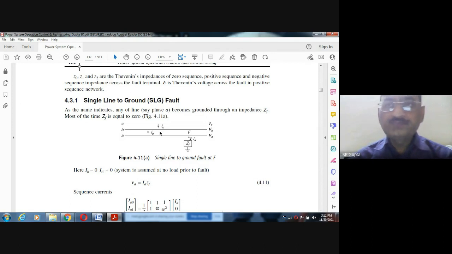You remember this equation? Where ZKK0 is the kth row, kth column element of the Z bus of the zero sequence network. Then ZKK1 was the kth row, kth column element of the Z bus of the positive sequence network. Similarly, ZKK2 was the kth row, kth column element of the Z bus of the negative sequence network. Plus 3ZF, where ZF was the impedance by which the fault has happened. This was the formula for the single line to ground fault.